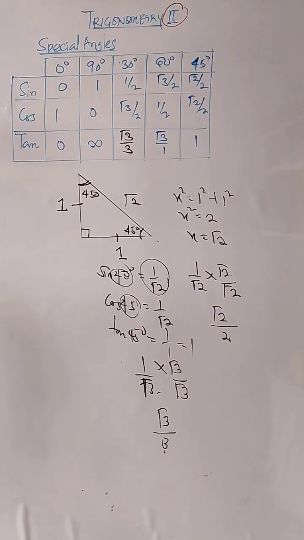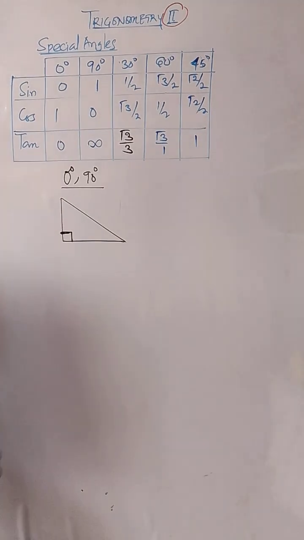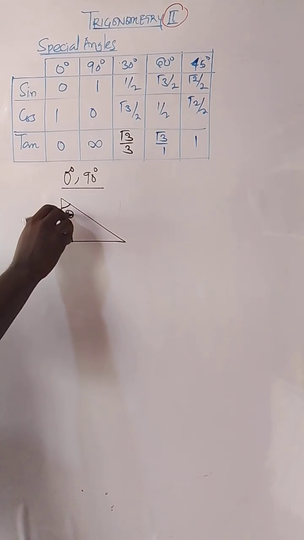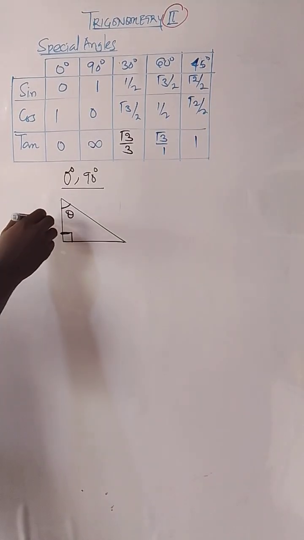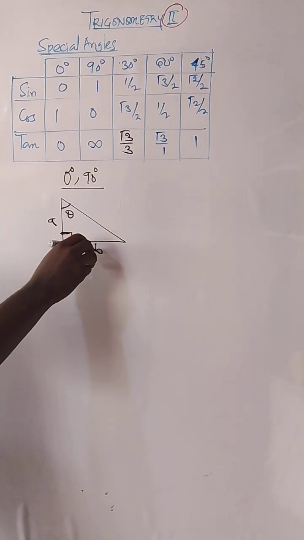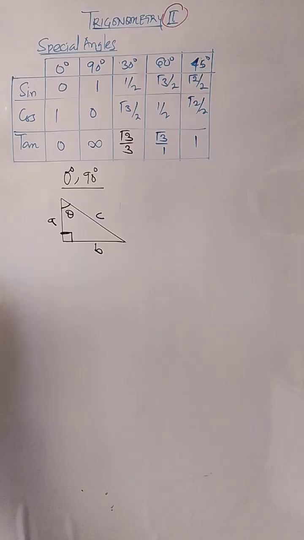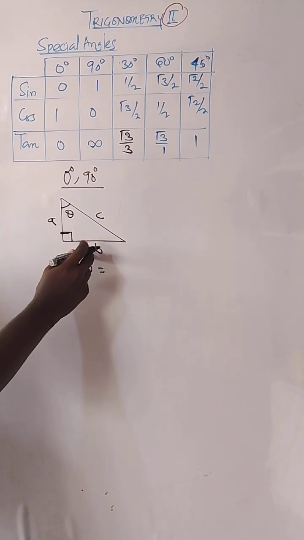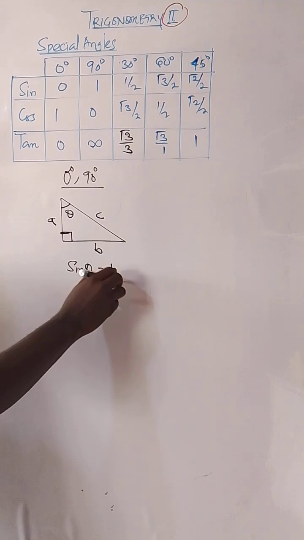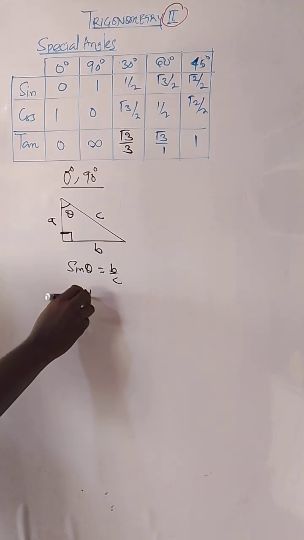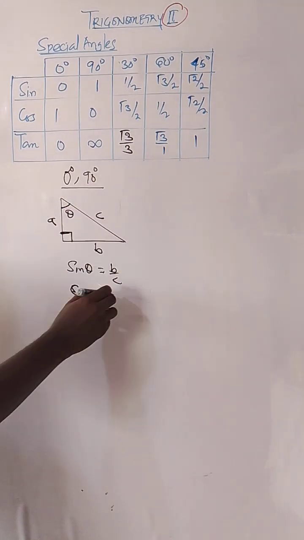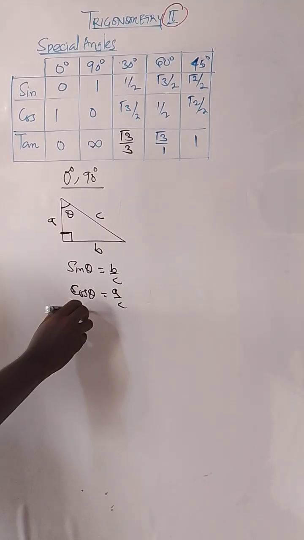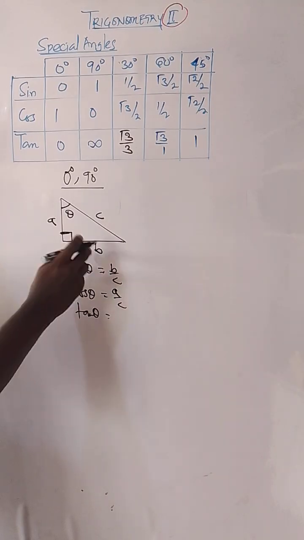What about 0 and 90? The simplest one. Consider this right angle. Let's suppose this angle is theta, and let's label the sides A, B, C. Now, from here, what is sine theta? Sine theta is opposite over hypotenuse, B over C. What is cos theta? That will be adjacent over hypotenuse. What will be tan theta? Opposite over adjacent.